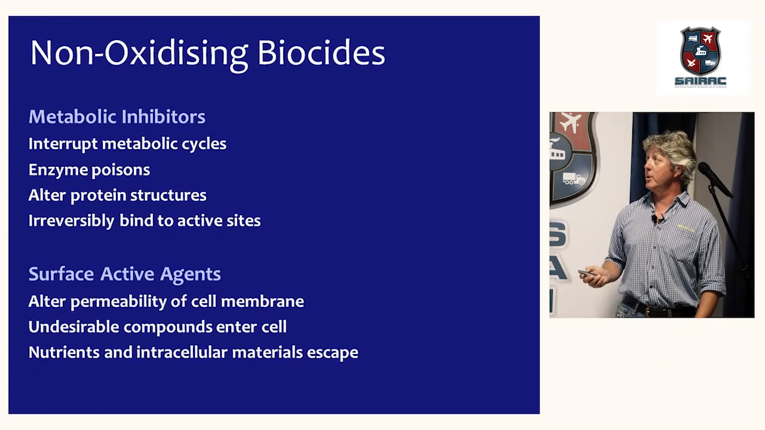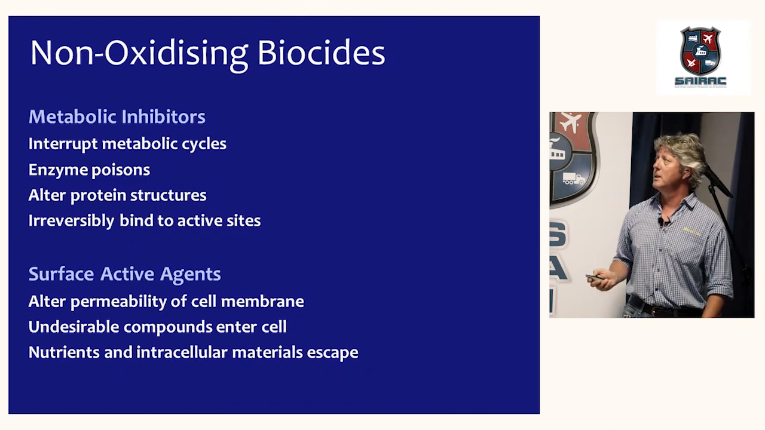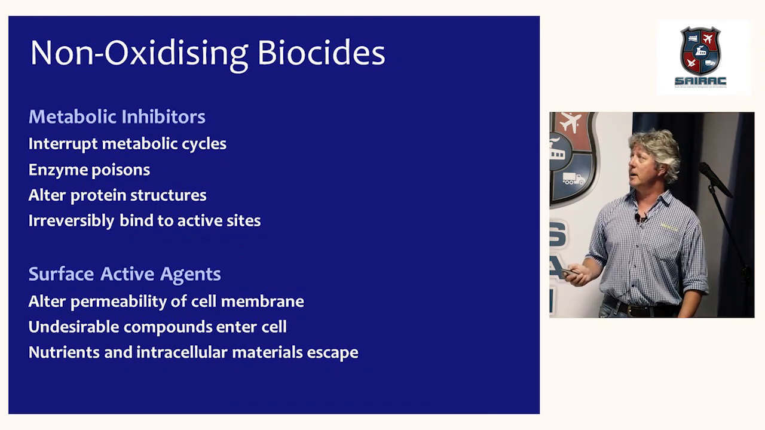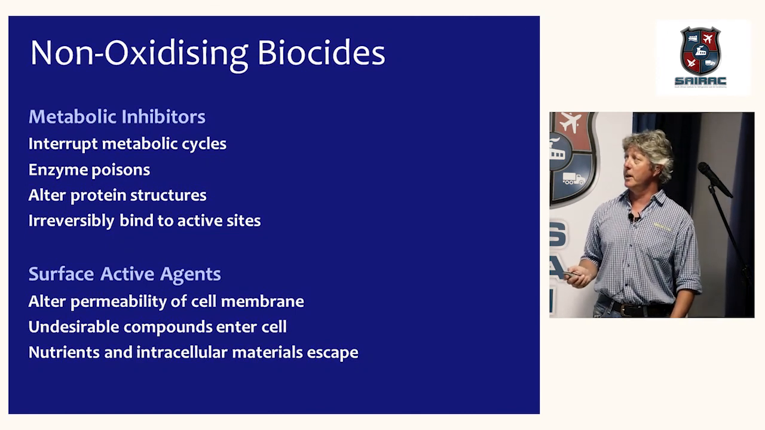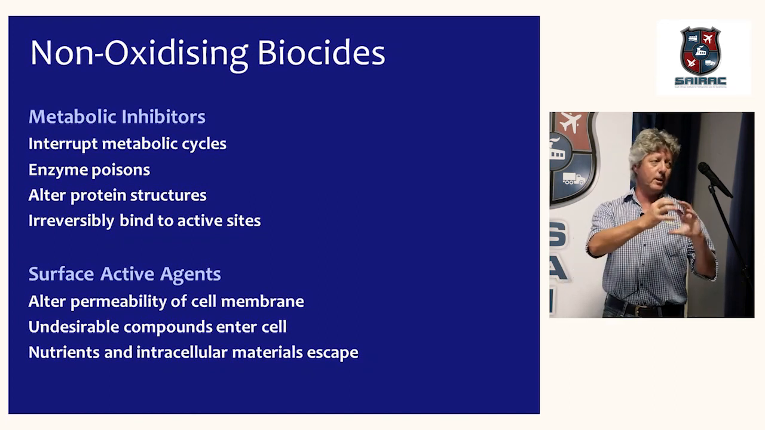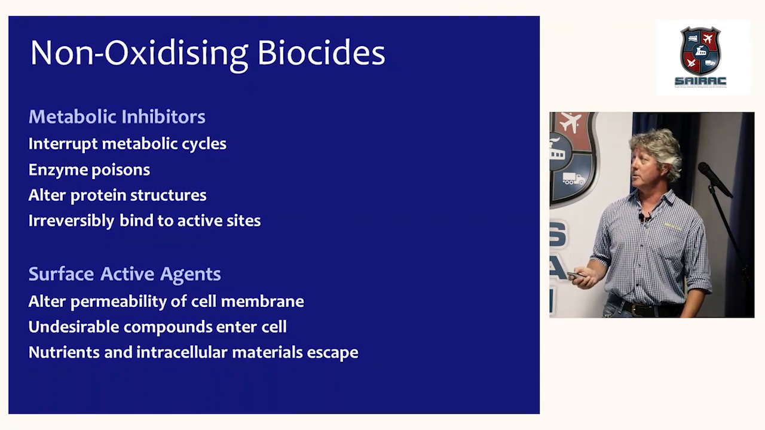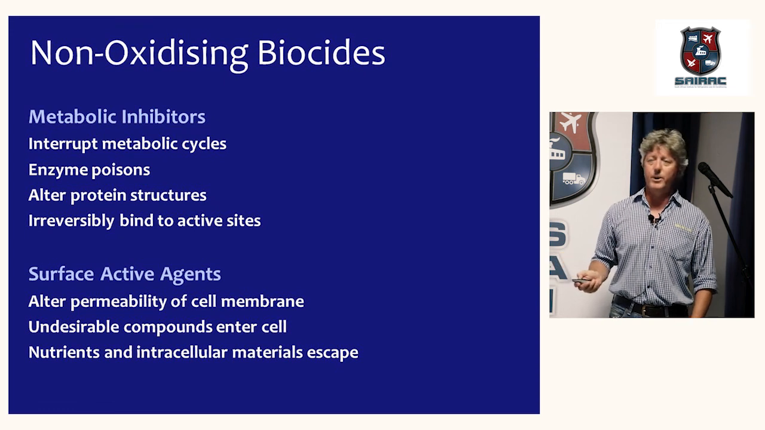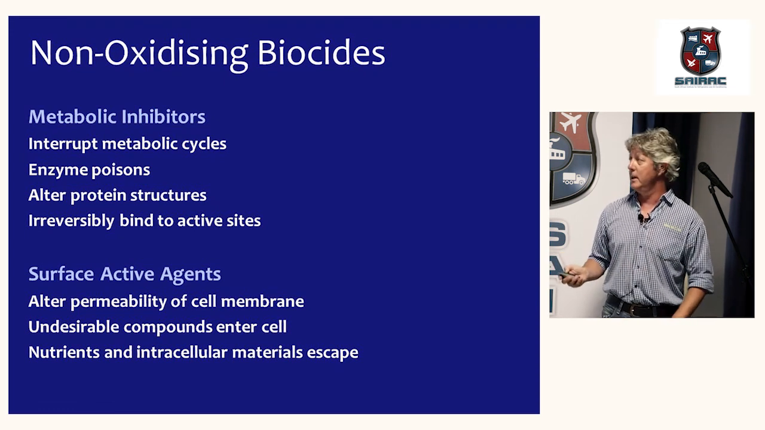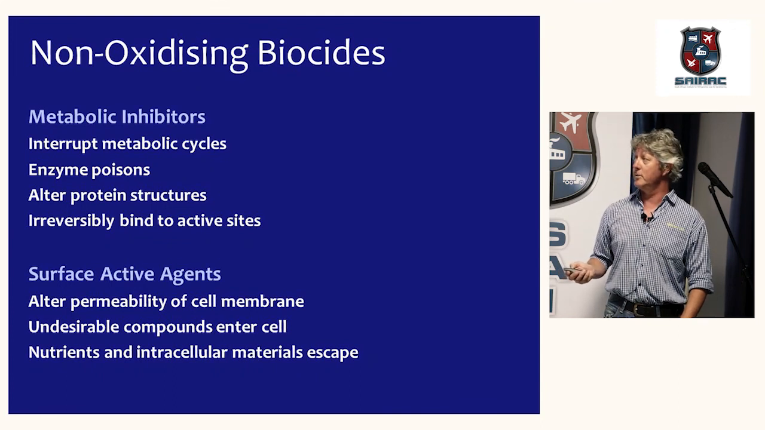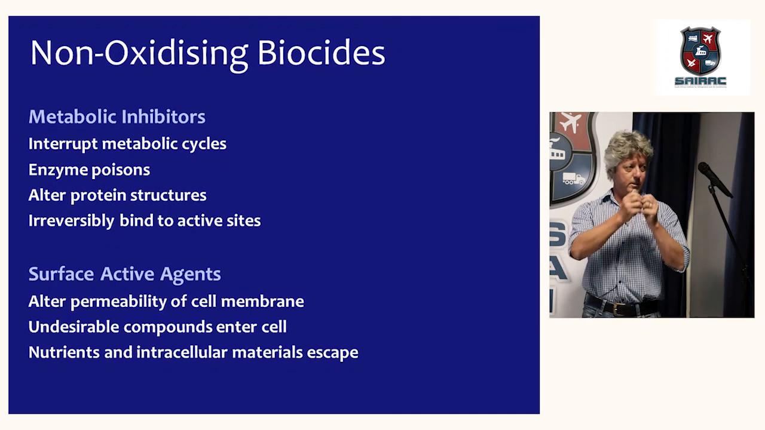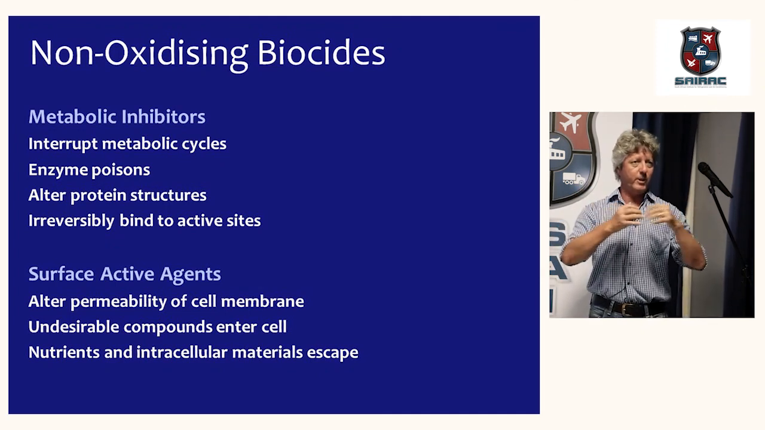Non-oxidizing biocides are metabolic inhibitors. They interrupt metabolic cycles. They are enzyme poisons. They destroy protein structures. They irreversibly bind to active sites in the cell of the bacterium. And then you also have the surface active agents, which reduce or improve permeability of the cell membrane. So it actually will kill the bacteria. Makes it easier for undesirable compounds to enter the cell. Nutrients and intracellular materials escape. So it leaches out of the bacteria and the bacteria actually dies of that as well.